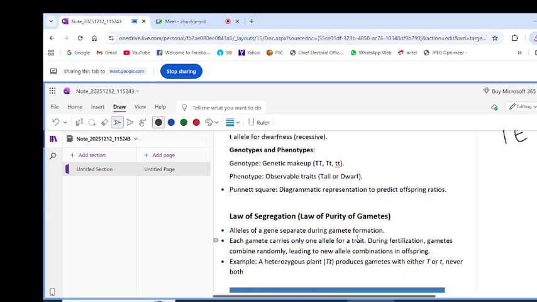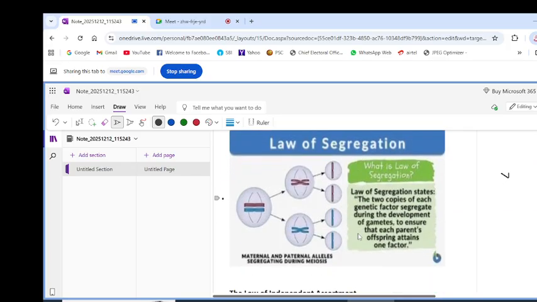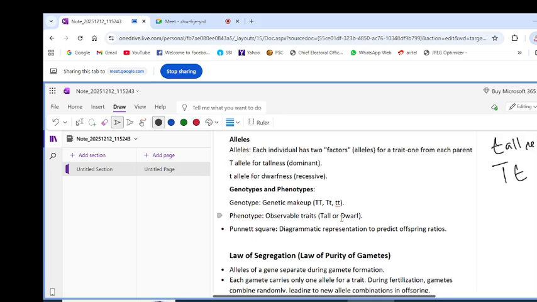This is what I wanted to say about alleles, and I also want to share one picture. In this picture you can see a chromosome. During gamete formation, it separates into alleles. This is also relatable to you. This is how gamete formation helps to separate the alleles, and the alleles separate out and move towards the next generation.